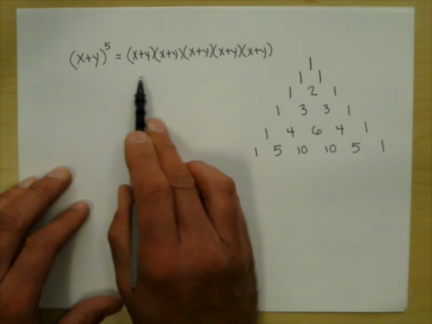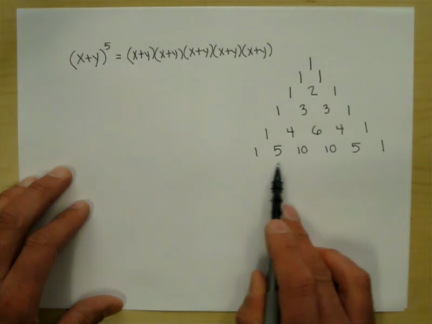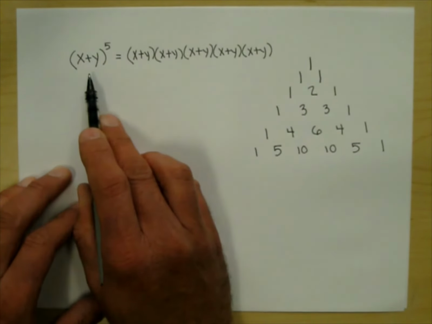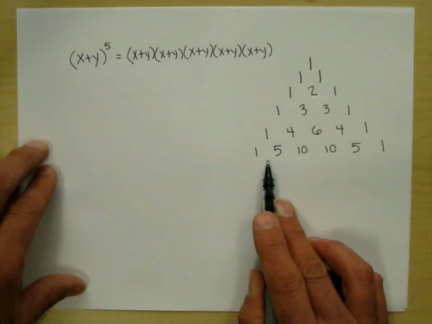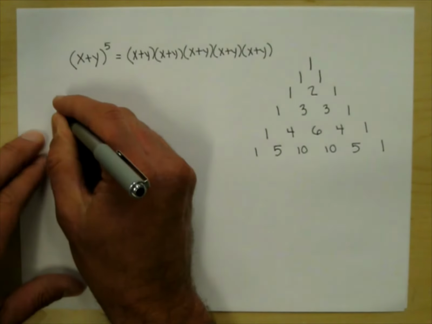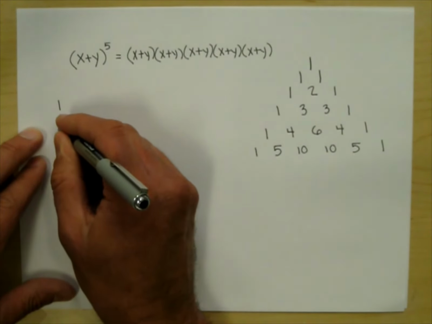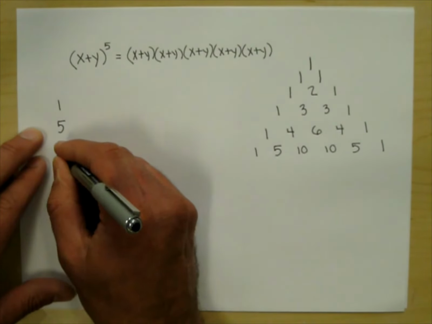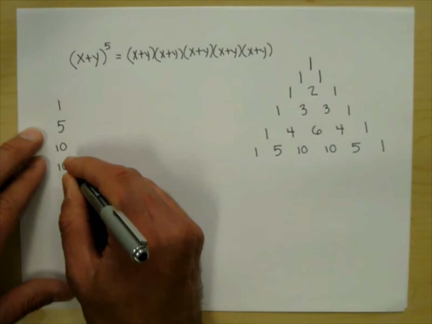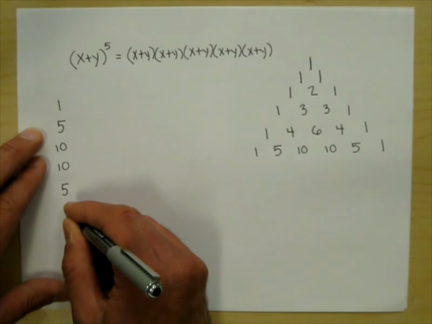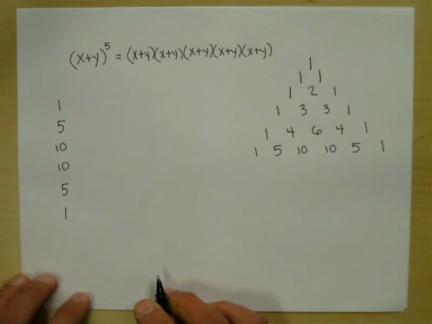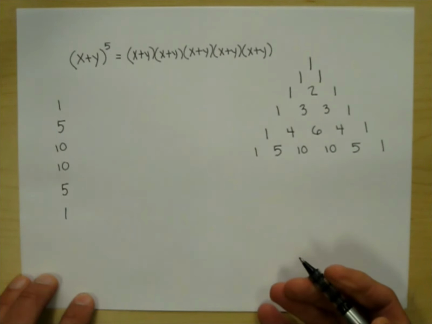So how do I do this? These give me the coefficients that I'm going to get here. So I'm going to go ahead and write out row 5 sort of in a vertical fashion. 1, 5, 10, 10, 5, 1. So basically I'm doing the binomial theorem. I could use summation notation and make it more algebraic, but I'm not going to.